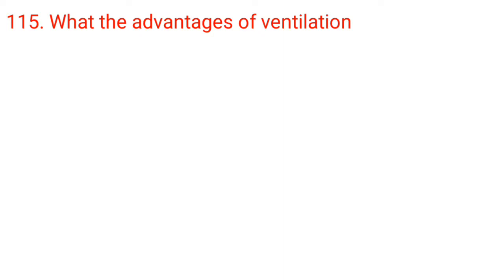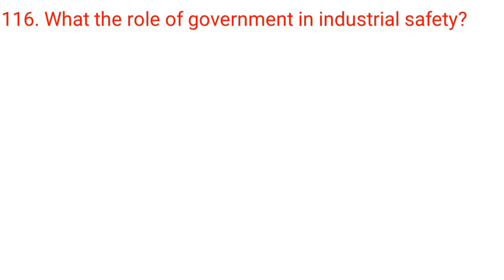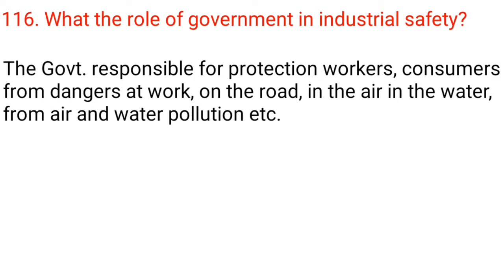115. What are the advantages of ventilation? 1. It helps to reduce the chances of fire or explosion. 2. It protects against occupational diseases. 3. It provides comfort to the workman. 116. What is the role of government in industrial safety? The government is responsible for protecting workers and consumers from dangers at work, on the road, in the air, in the water, from air and water pollution, etc.